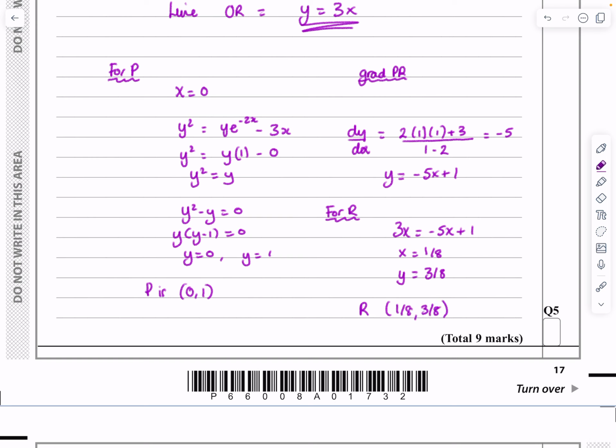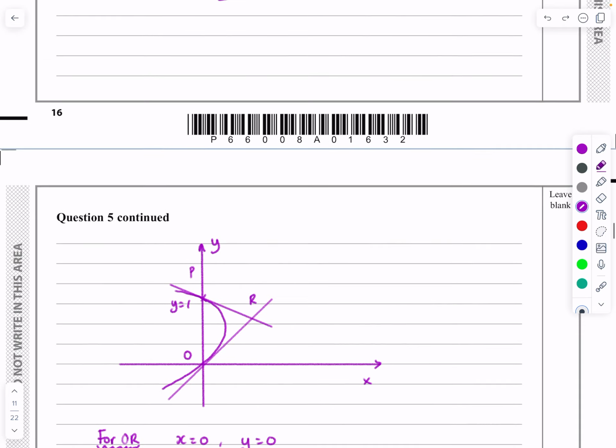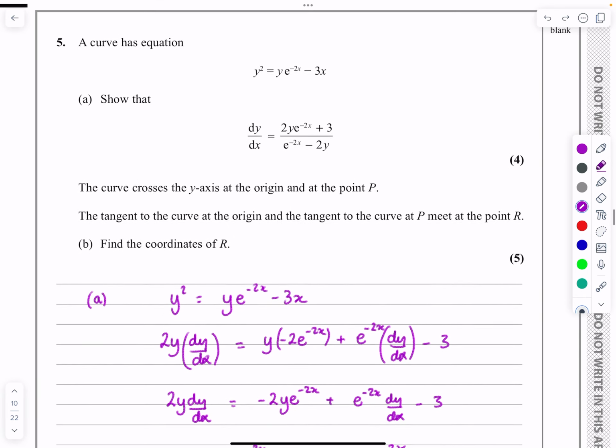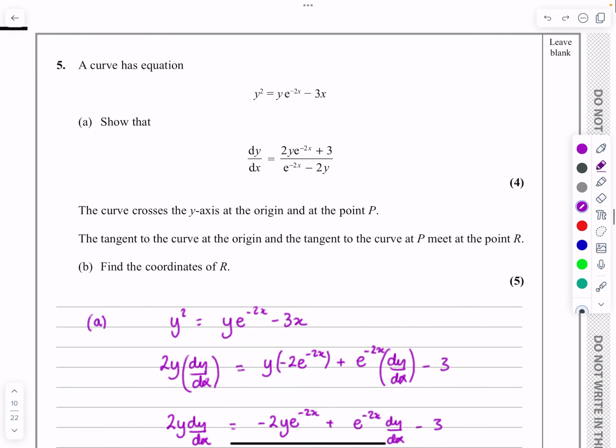I certainly wouldn't be suggesting that you put your work like that. It's only because I've run out of space on my actual answer scheme. But hopefully that all makes sense. Just make sure that you draw that diagram out because it really helps in terms of understanding what you've got to do. But that's that question all done.